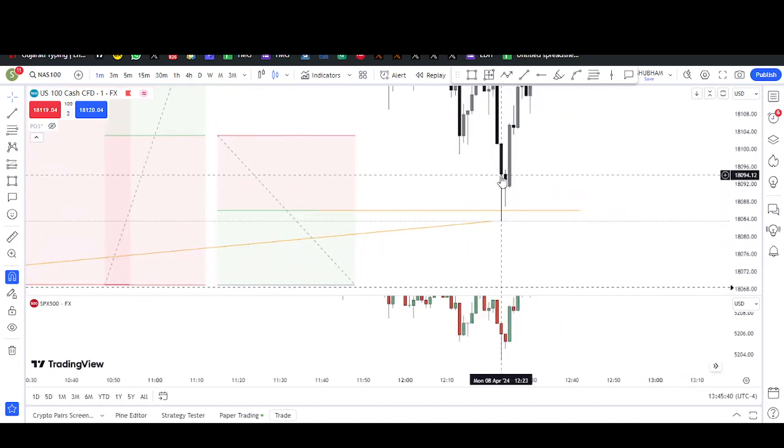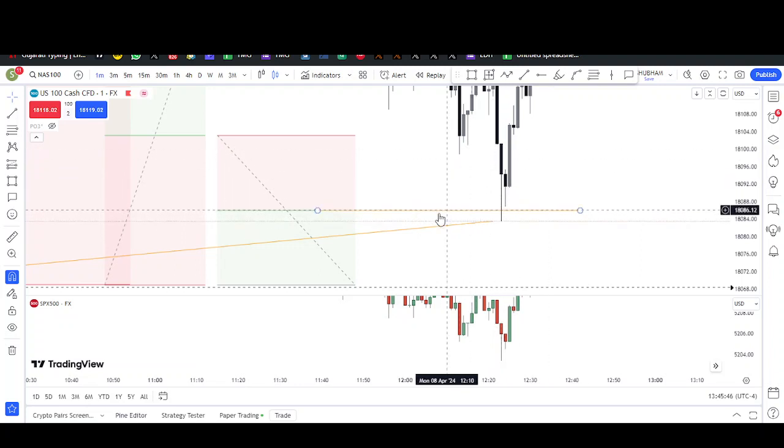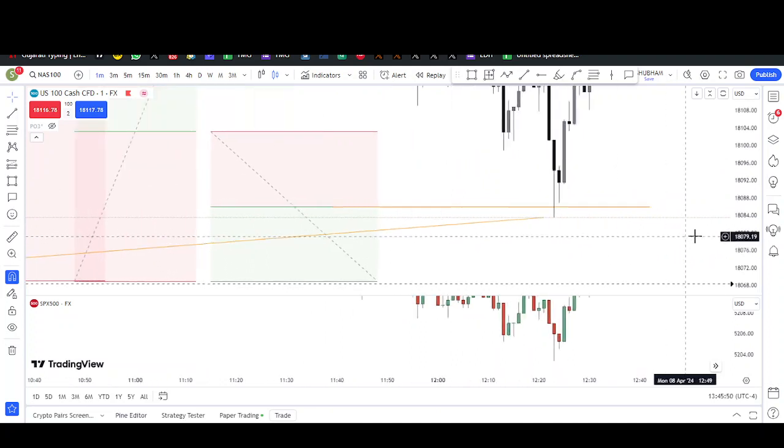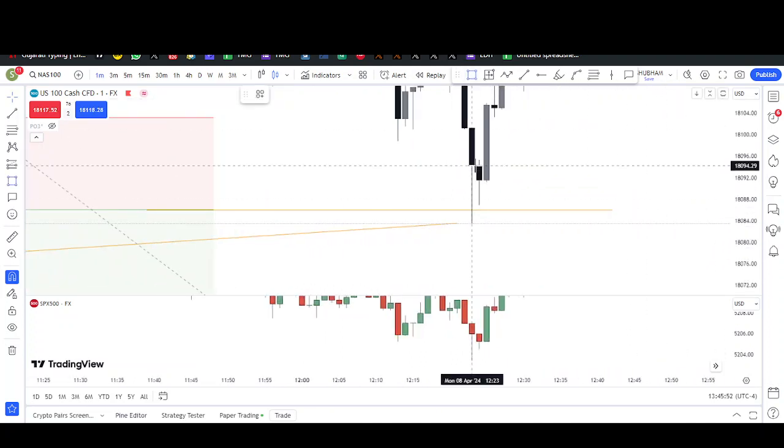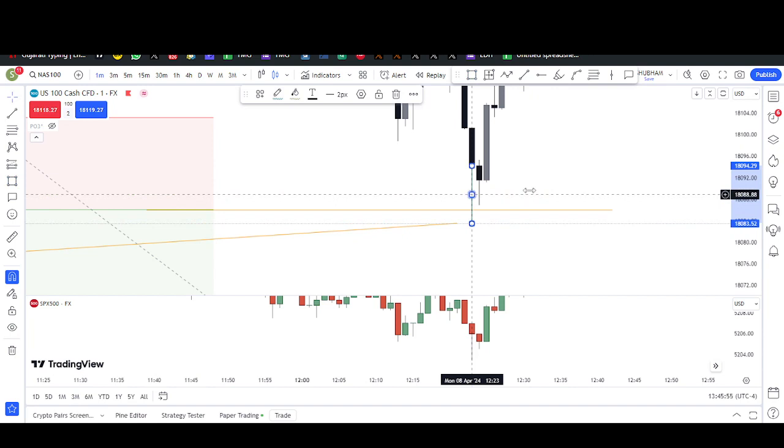On this candle itself, our SMT was formed on the 1 minute time frame, as well as our fractal range equilibrium was hit. So what I did is, as soon as this candle was formed, I took this wick.